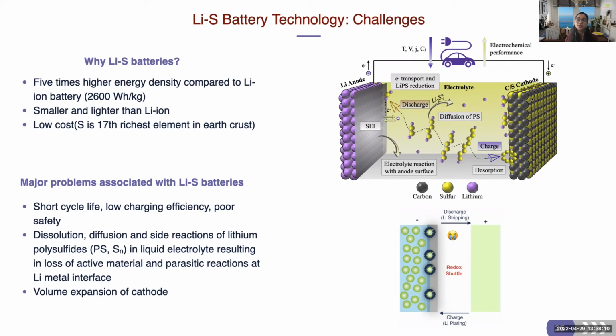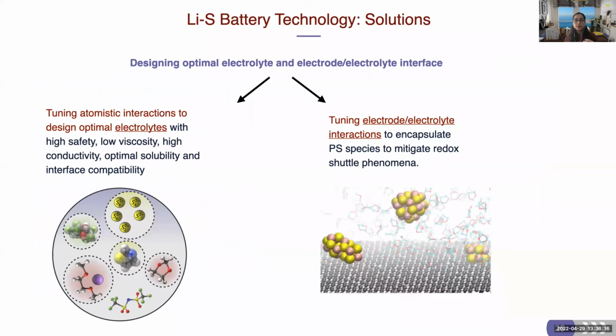The second challenge is where we have to deal with the volume expansion at the cathode. So we adopted a twofold approach to overcome these challenges. We are trying to tune the atomistic interactions in the electrolyte, which is a complex solution with multiple species in it, to achieve something that will have high safety, low viscosity, and optimal solubility. At the same time, we are trying to tune the electrode-electrolyte interactions so that somehow we can bind these polysulfide species at the cathode and they don't diffuse toward the anode side and result in the redox shuttle phenomenon.